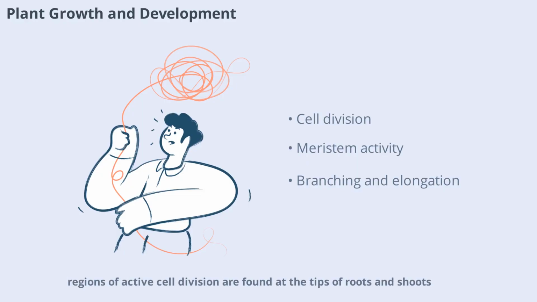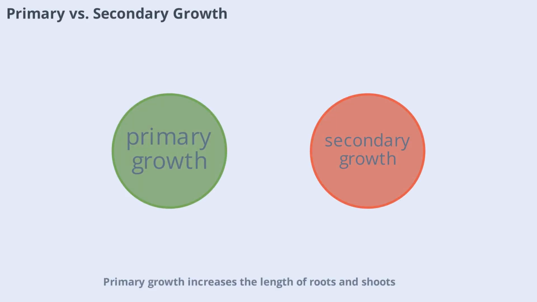Meristems, regions of active cell division, are found at the tips of roots and shoots. These areas drive the elongation and branching of plants, allowing them to explore their environment and compete for resources. Primary growth increases the length of roots and shoots, while secondary growth adds girth, especially in woody plants. Secondary growth is responsible for the formation of wood and bark, providing structural support and protection.